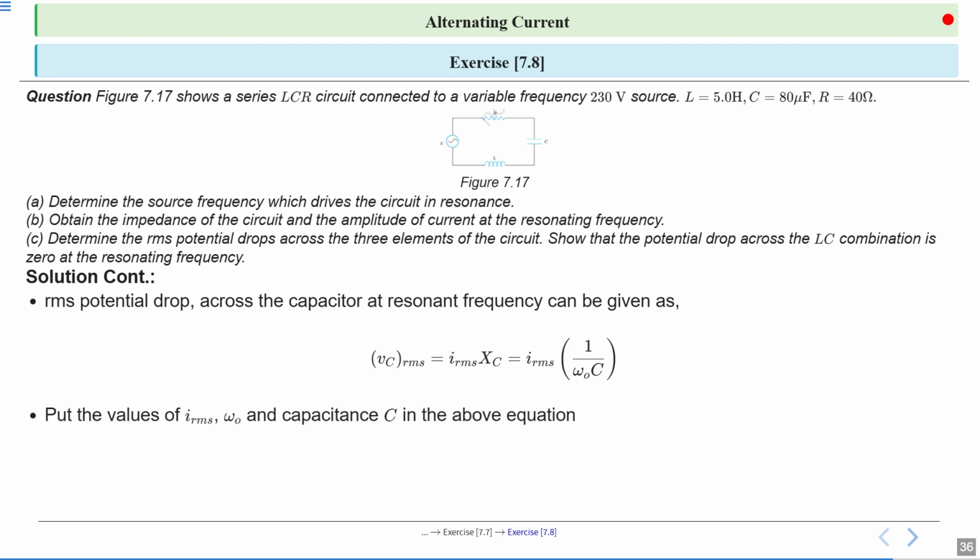Putting the value of IRMS, omega naught, and capacitance C. IRMS we have calculated, omega naught we have calculated, and capacitance C we have calculated. Also, we have calculated the XL. So XC will be equal to XL at resonance, so we can put the value of XL directly in this. But if you want to calculate it, you can. So put the values of IRMS, omega naught, and capacitance C in the above equation.